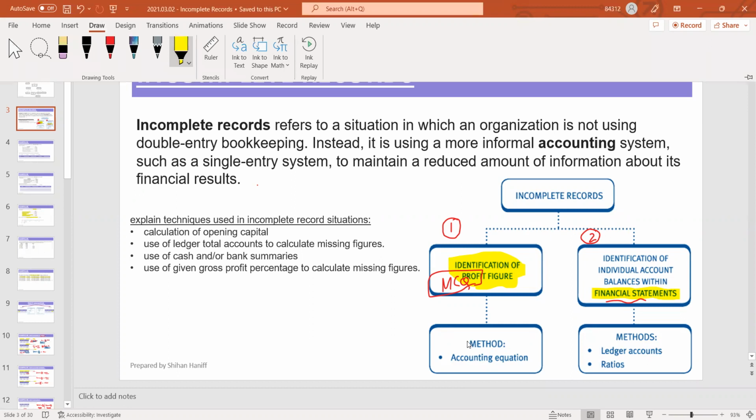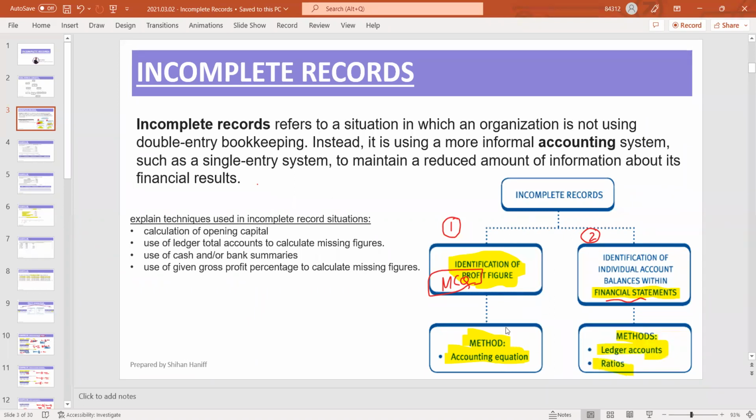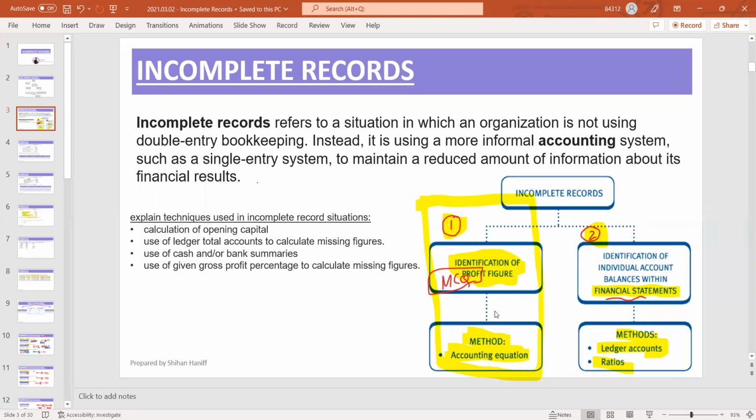Method one, using the accounting equation, we can calculate the profit. Method two is using the ledger accounts and ratios. Those are the two methods. So the questions are based on these two methods. First, I'm going to explain profit calculation using the accounting equation.